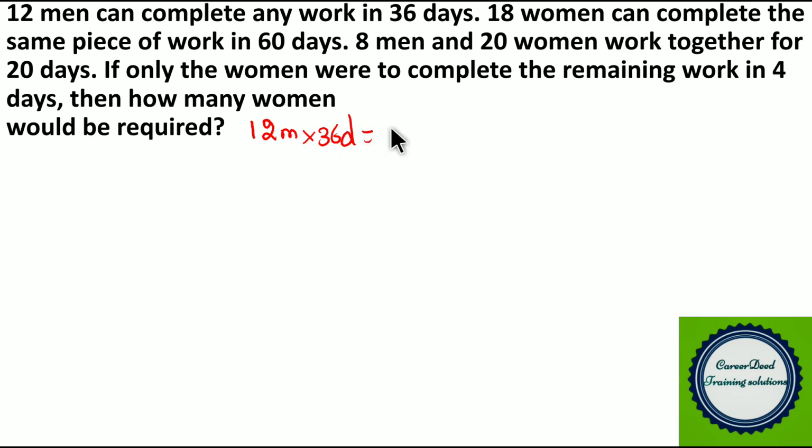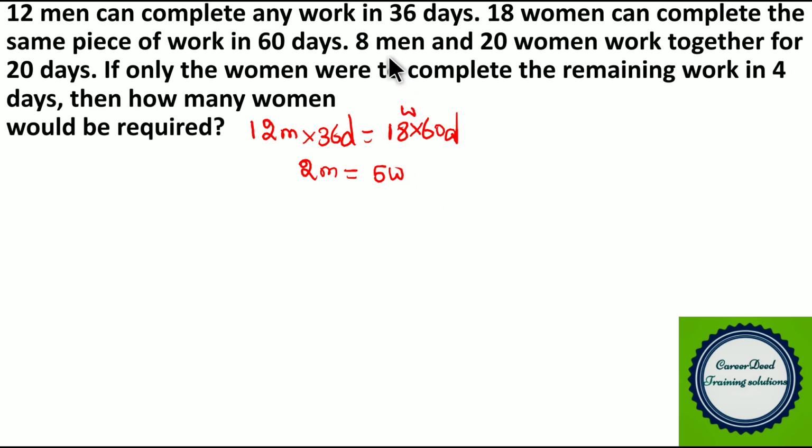So the same work will be completed by 18 women in 60 days. Now when we cancel this, you get 2 men equivalent to 5 women. Right, so when you cancel this, you get 2 men equivalent to 5 women. That is, 2 men's efficiency is equivalent to 5 women's efficiency.